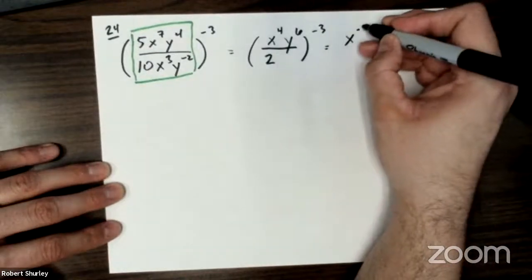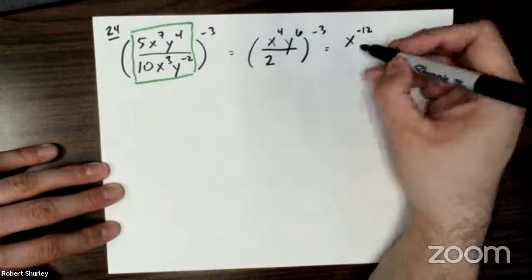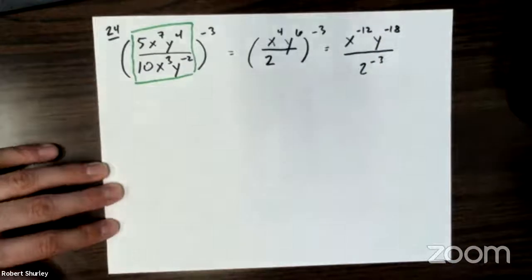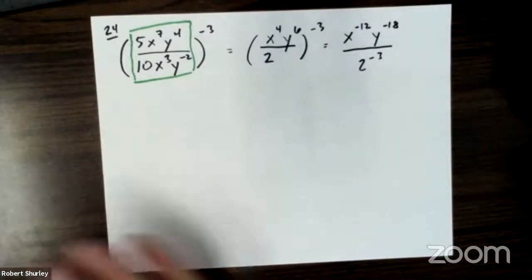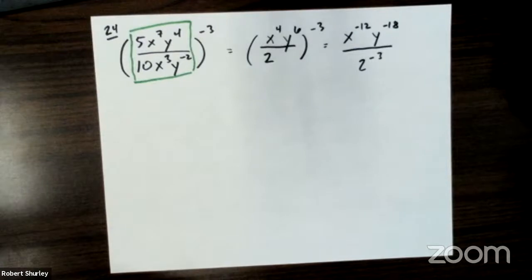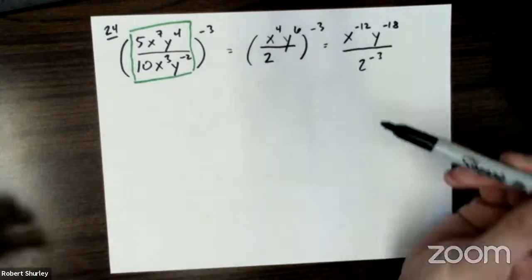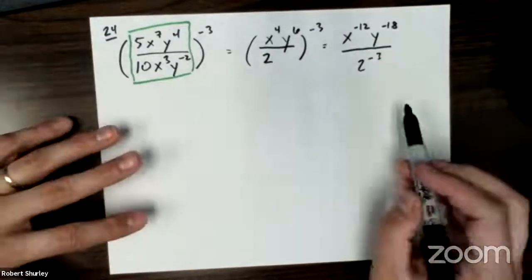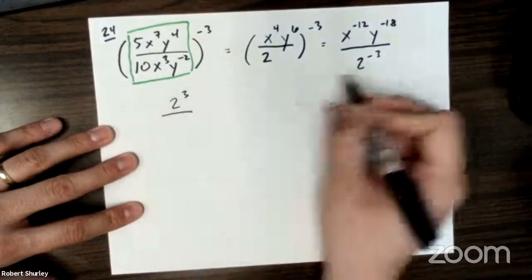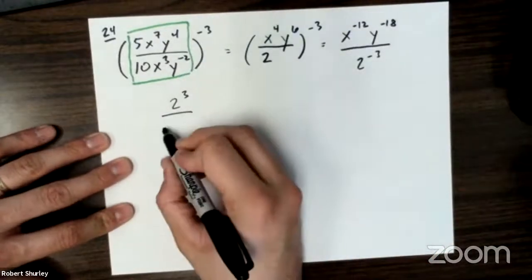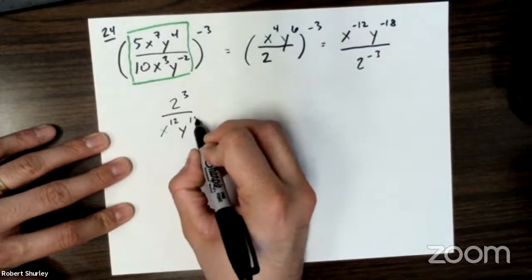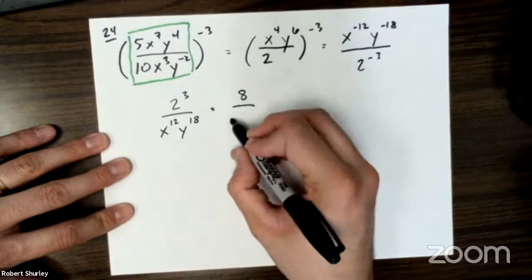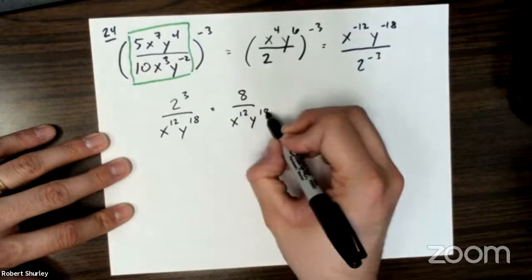We get x to the -12. Multiply, y to the -18. And 2 to the -3. So in this one, everything's got to switch. The top goes to the bottom and the bottom goes to the top, because we've got two negatives up here and a negative down here. Everything's negative, and so we have to move that around. So we're going to bring the 2 cubed up top, and then x to the 12th and y to the 18th on the bottom. And then 2 cubed is just 8. So we get 8 over x to the 12th, y to the 18th, and we're done.